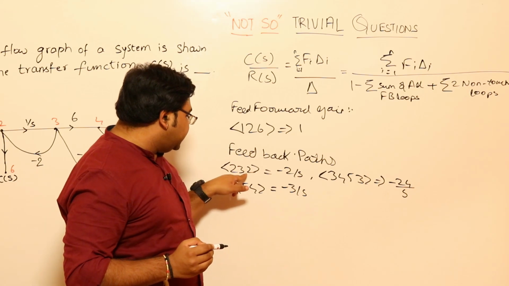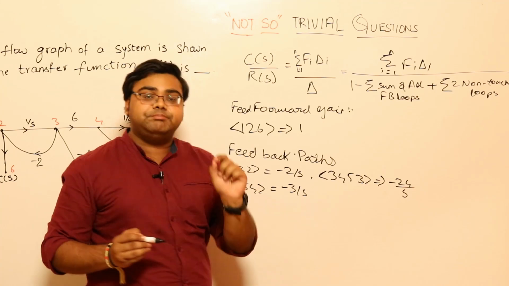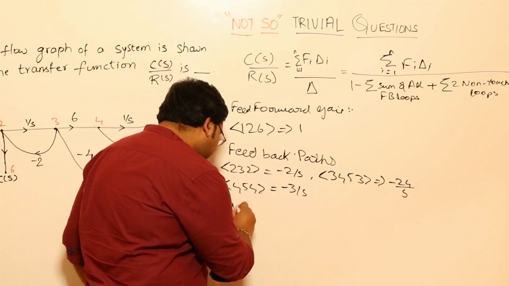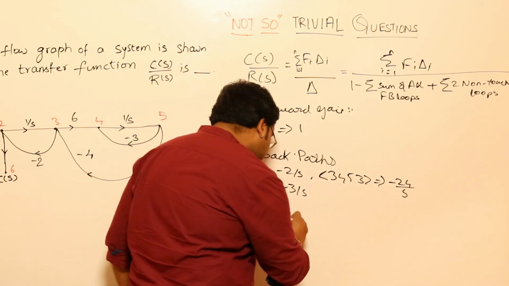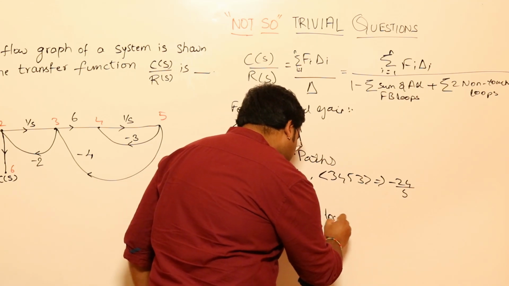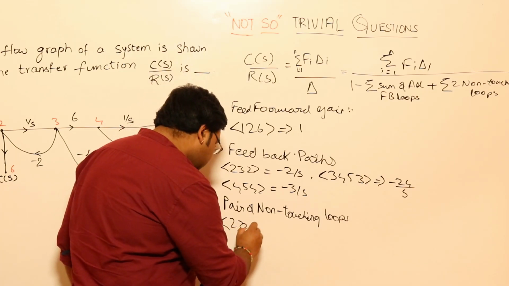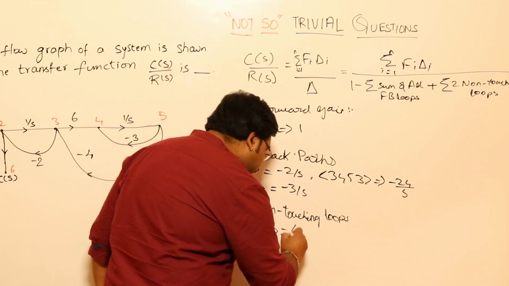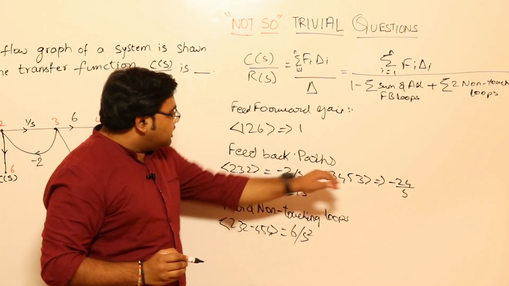If you see 2, 3, 2 and 4, 5, 4, none of the nodes are matching. So these two form a pair of non-touching loops. So I will just write it here, pair of non-touching loops. That is nothing but 2, 3, 2, 4, 5, 4. So that will be 6 by s square. Alright, all the other loops are touching.